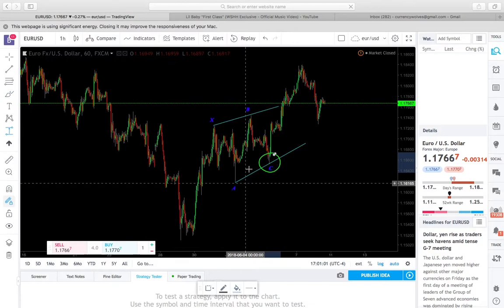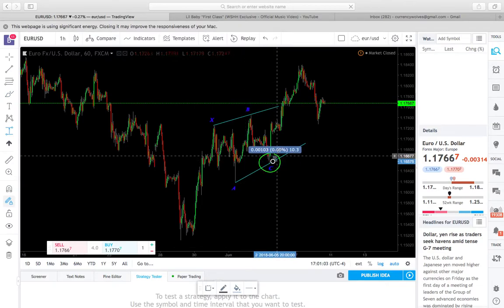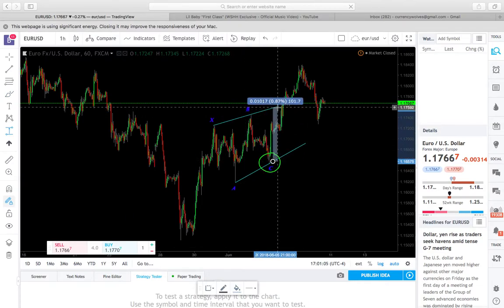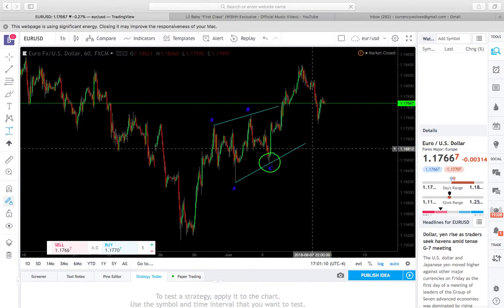So let's go ahead and calculate those pips. Set a buy limit here. So I caught about a good 100 pip move. Not bad. I closed out around here. Now I'm going to show you guys where I sold it at.